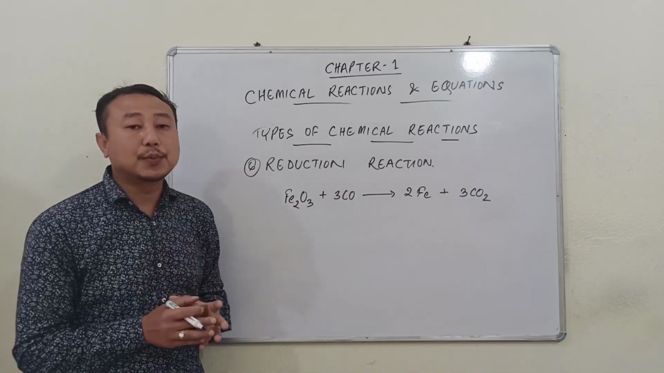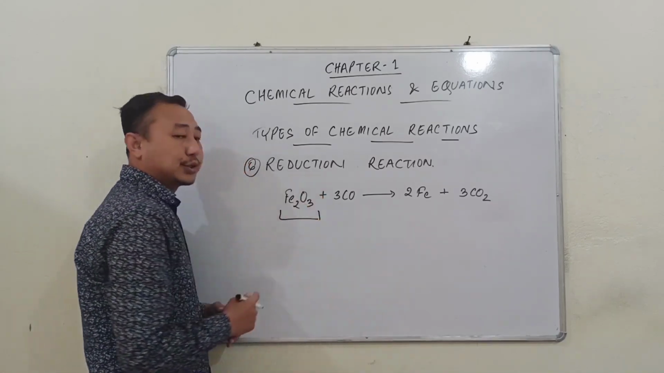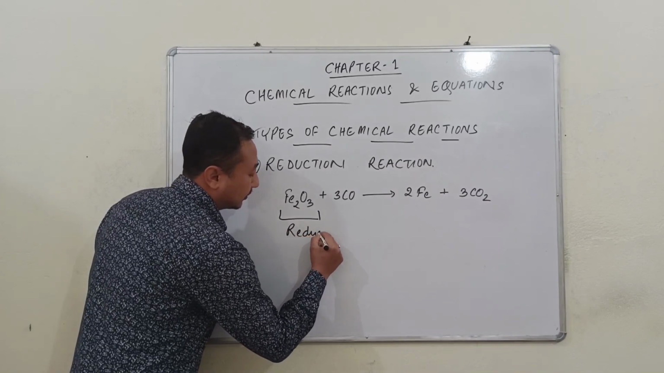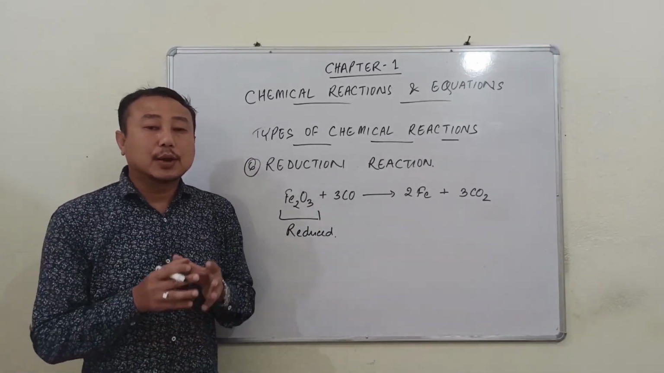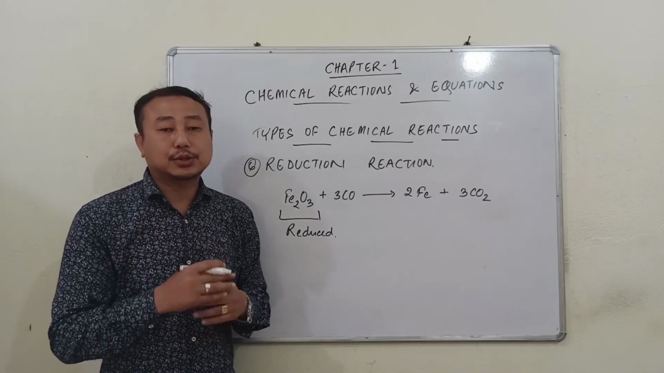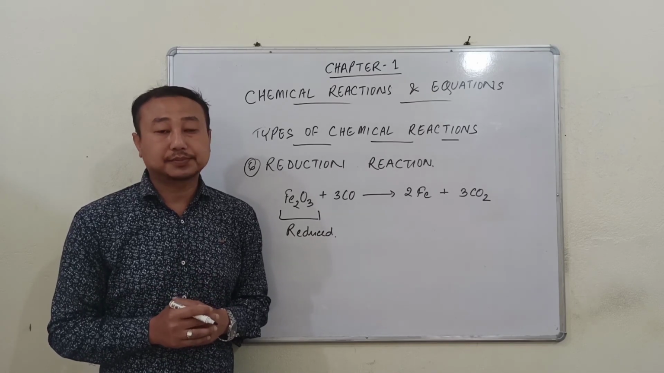So the substance from which oxygen is removed out is iron oxide. So we can say that iron oxide gets reduced. So such type of reaction in which oxygen is removed out from a substance or hydrogen is added to another substance, we call such type of reaction a reduction reaction.